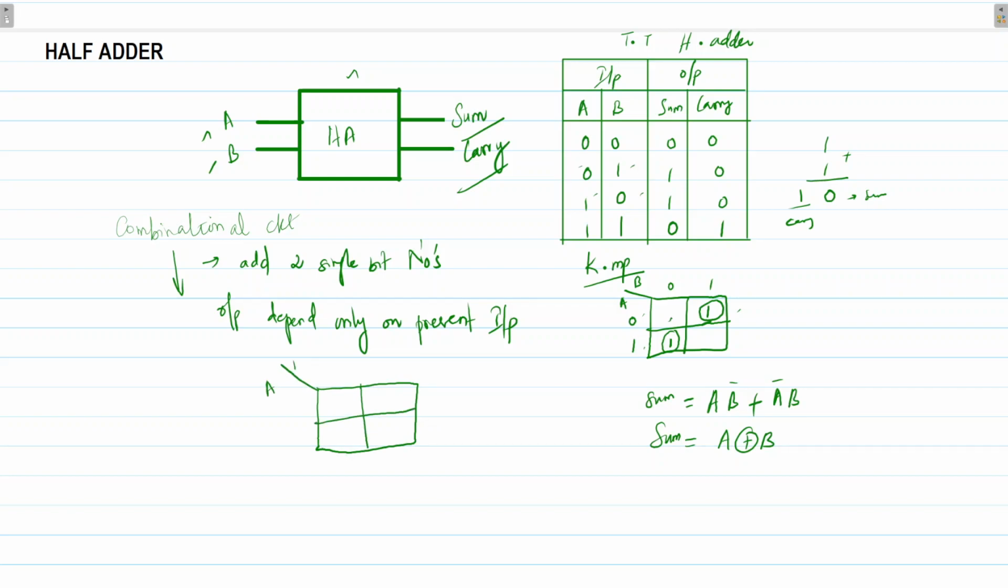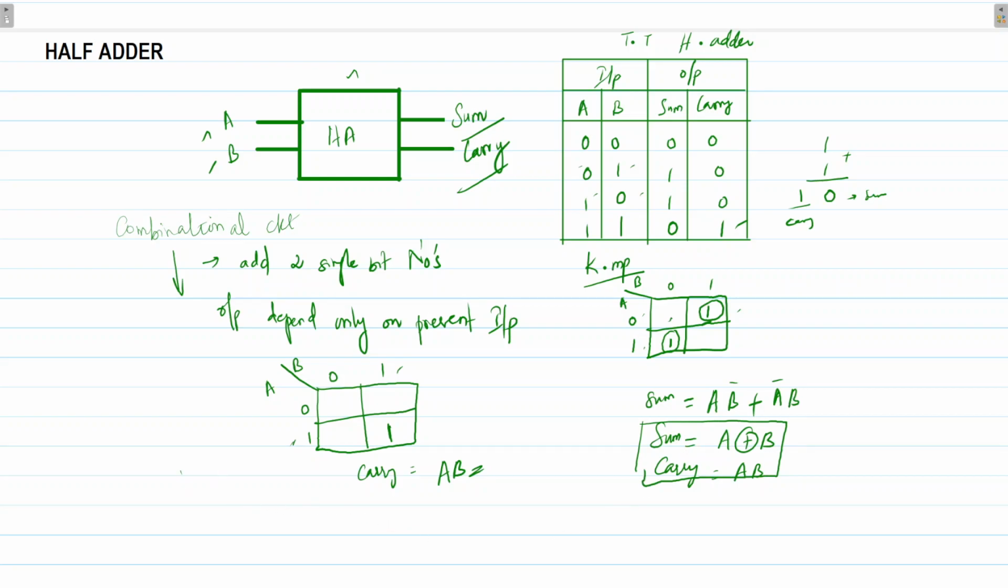Now draw the K-map for the carry. Inputs will be A and B. So this is 0 1 and 0 1. So this is carry. So in carry, we'll have the output when the inputs are 1 and 1. So input 1 and 1, we have the output as 1. So what is the equation for this? So here it is A and here it is B. So A B. Right? So the equations for the half adder output are, the sum is A XOR B and carry is A B. Hope you are clear about this.